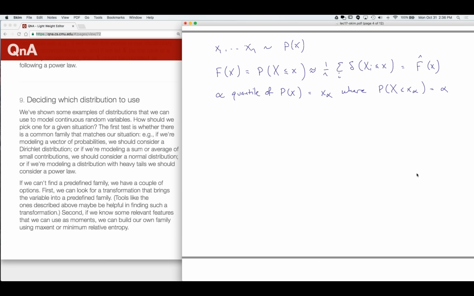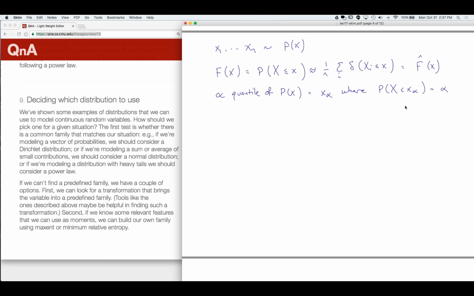So in other words, the 5% quantile is the value of x such that only 5% of samples are going to be smaller than that. And the 95% quantile is going to be the value of x such that 95% of samples are less than that value. All right? So the CDF and the quantile are related to each other, right?